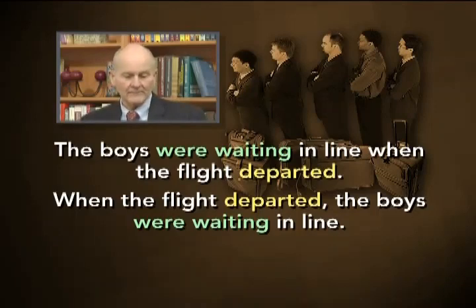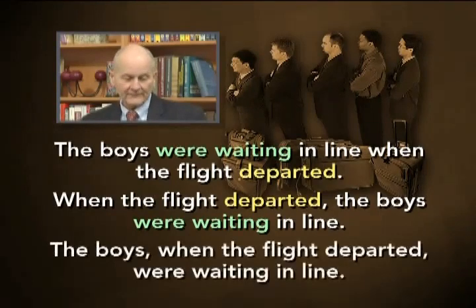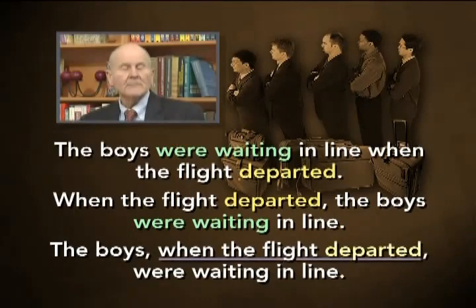Sequence means order. Now, look at the third sentence. The boys, when the flight departed, were waiting in line. The difference here is that one clause is placed inside another clause. In fact, the main clause, or the main action of the sentence, is interrupted by the when clause. Listen to my voice when I say it again. The boys, when the flight departed, were waiting in line.